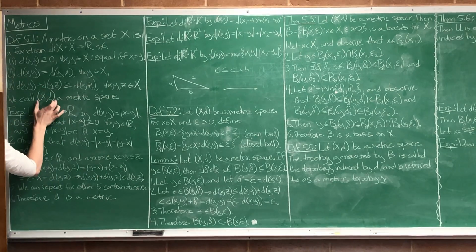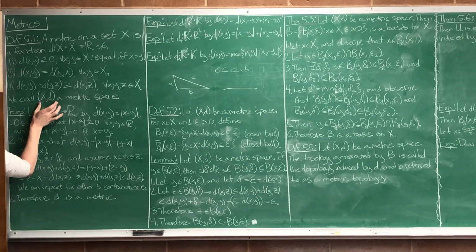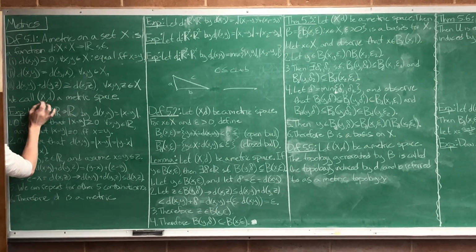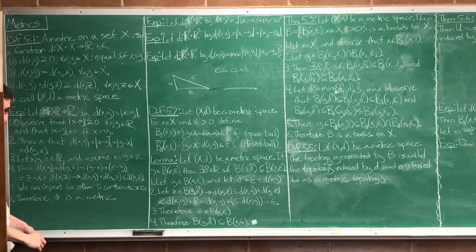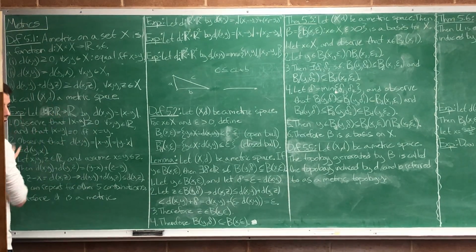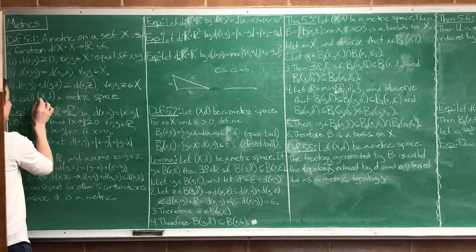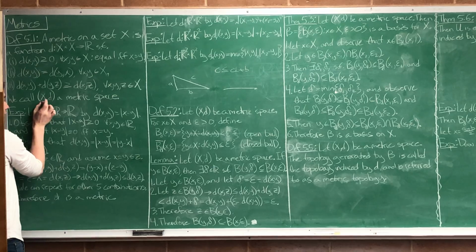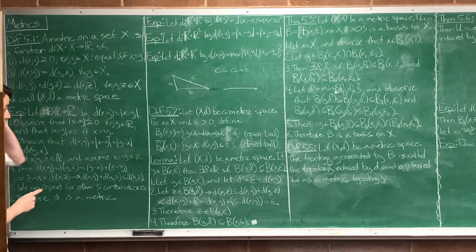And now we call X with d, X with some metric, a metric space. A metric is a type of function, and X with a metric is a metric space. We're used to talking about word pairs like that as spaces, just like we had a topological space that was X with a topology T. Now this is X with a metric d. Metric space. That's all it is. Pretty straightforward idea.